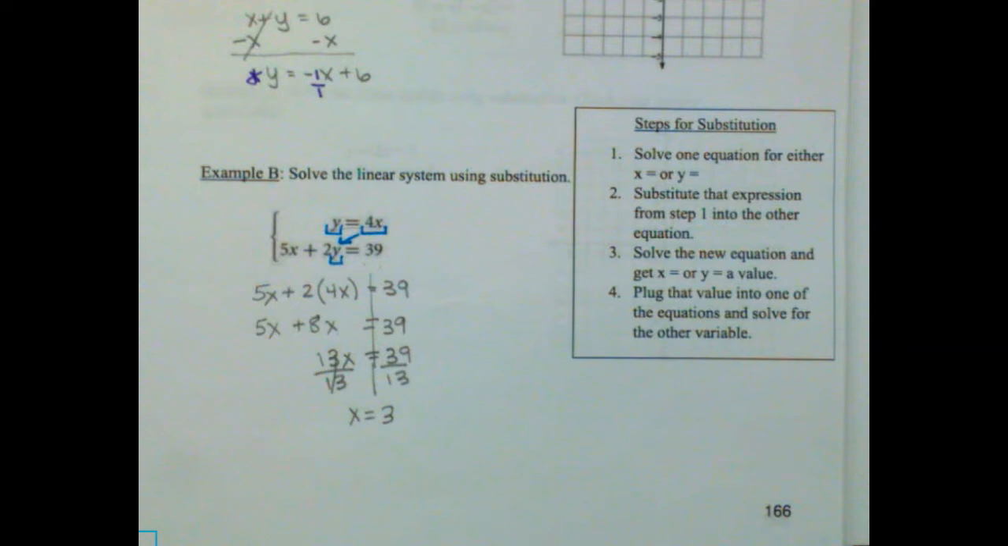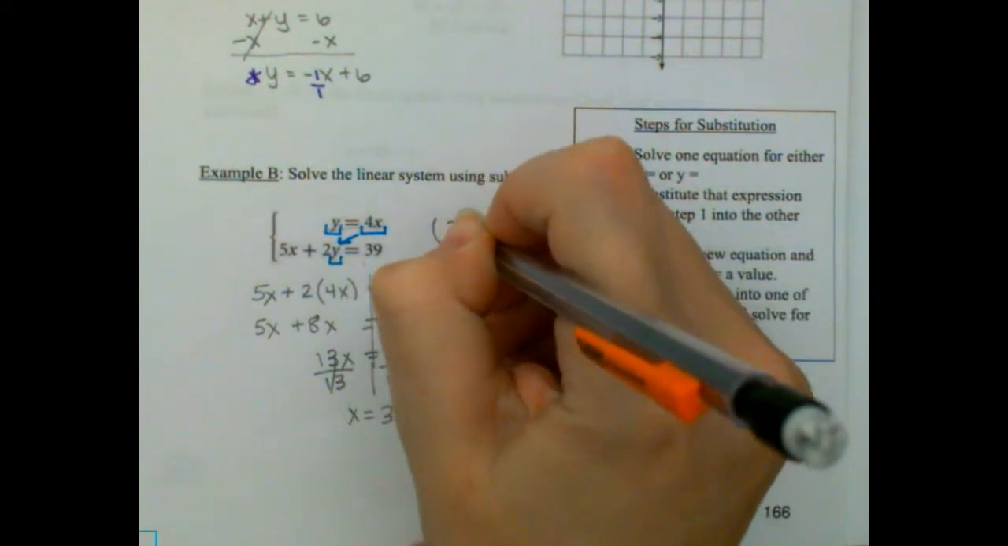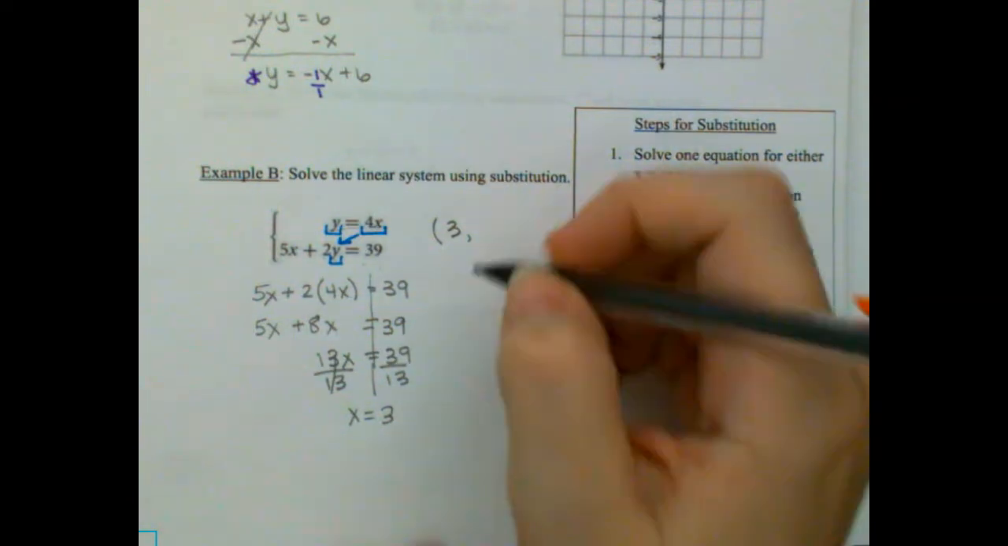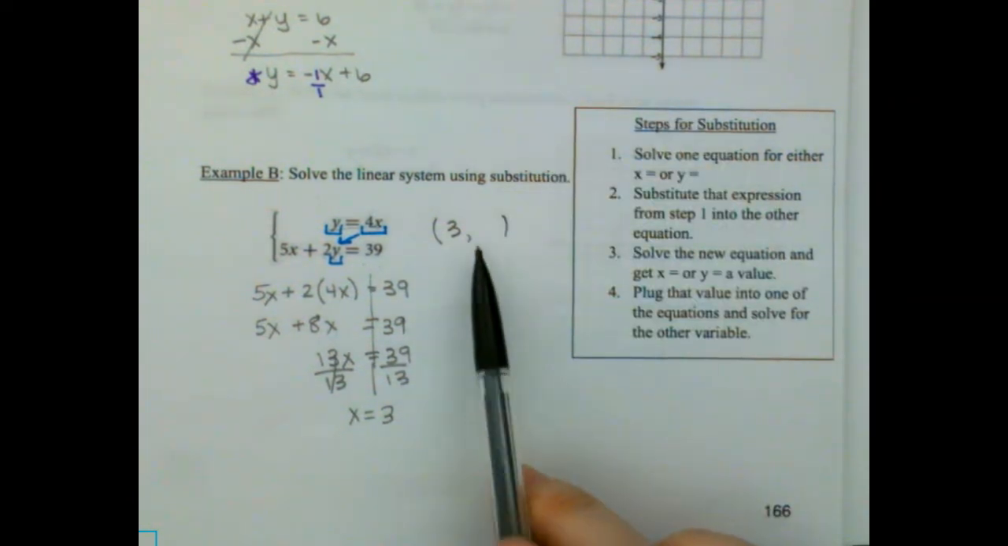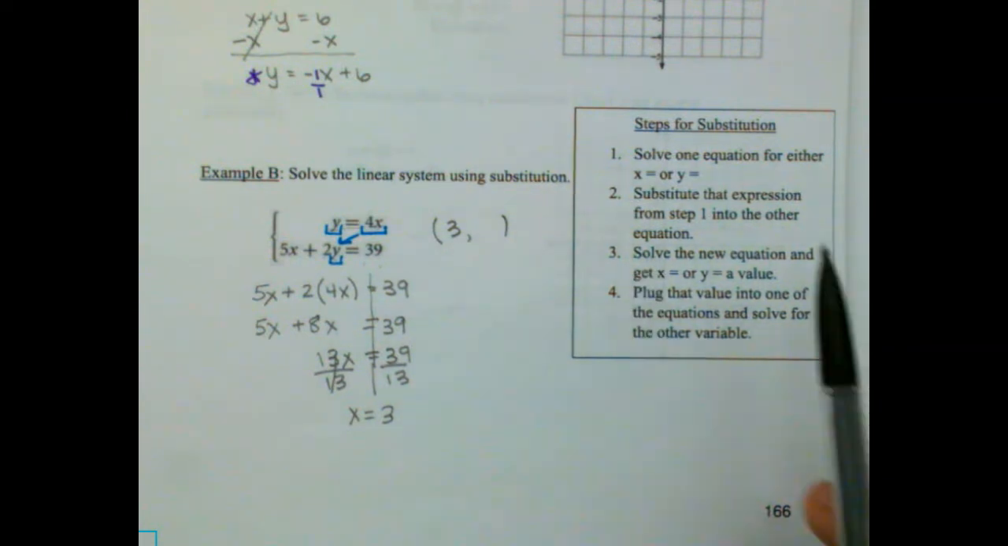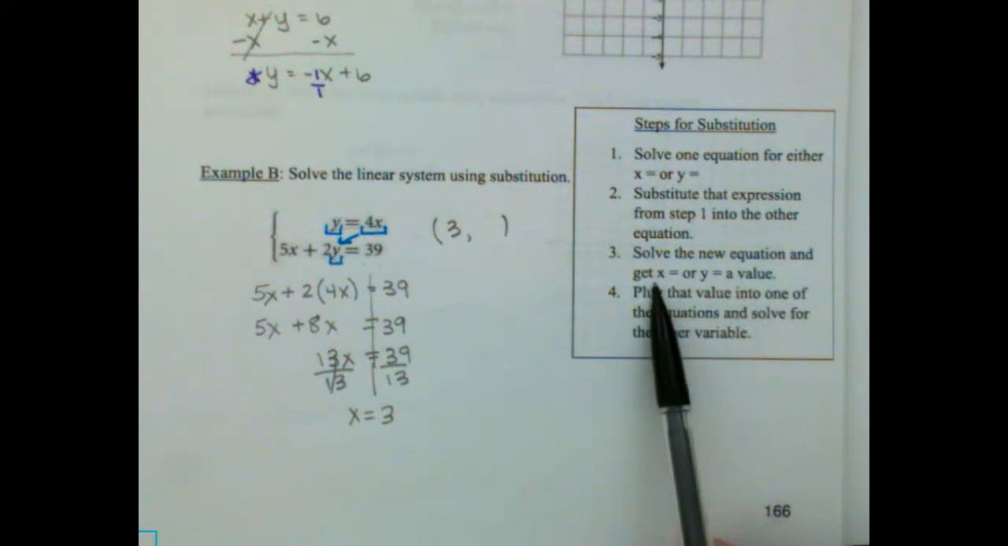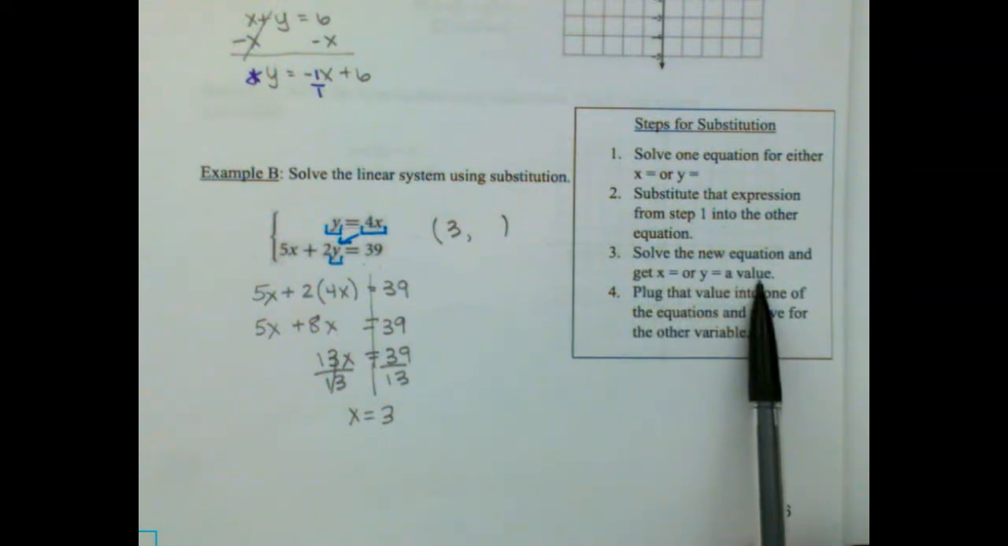Okay, so now I have my x value of my coordinate. So that's my first piece of the puzzle. However, in order to solve a system, I have to have an x and a y. So I have to have a full coordinate. I have to figure out what the missing y is. In order to do that, we do step number 4. So I just did step 3. Solve the new equation and get an x or a y equals a value, which I did.